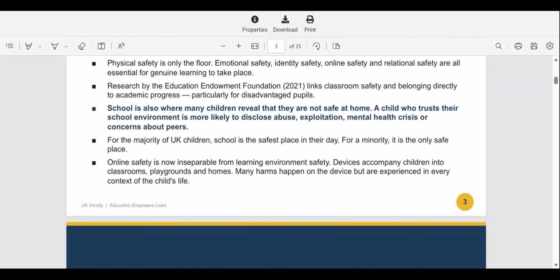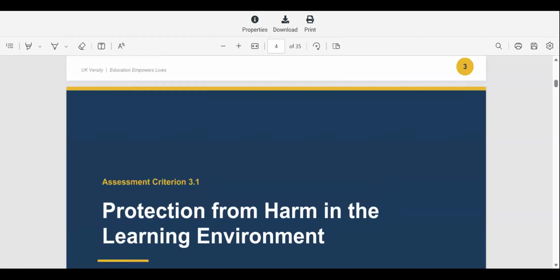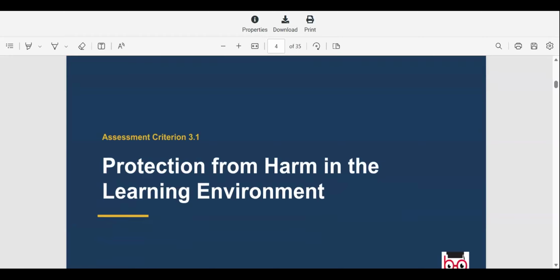They have the psychological level, which is the basic life needs, safety, physical security, belonging, friendships, esteem, respect, and self-actualization. AC 3.1, we look at the protection from harm in the learning environment.